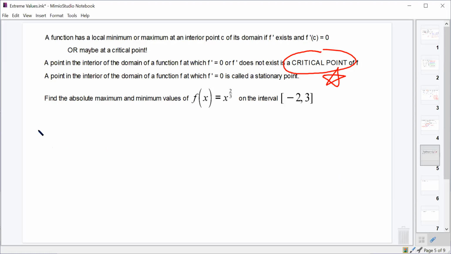Yeah. So critical points are, if the derivative equals 0 or the derivative does not exist. So if f prime is 0 or f prime doesn't exist at some x value, that's a critical point or a critical value. Everybody good or no?